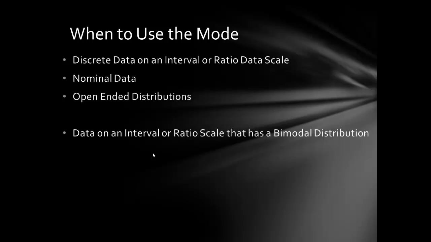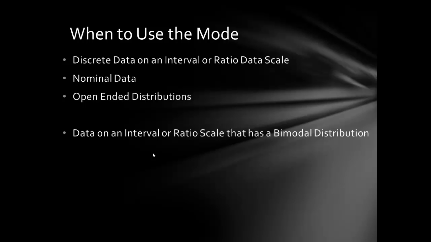And going back to discrete data really quick, when I mentioned the example of number of children, that would technically be discrete on a ratio scale, and the mode would be most appropriate because it's a whole number always. And discrete data has to be a whole number. Okay, so talked about nominal data, and then open-ended distributions. So you're unsure what the largest number is, what the full range of data is in the data set when you have an open-ended distribution.